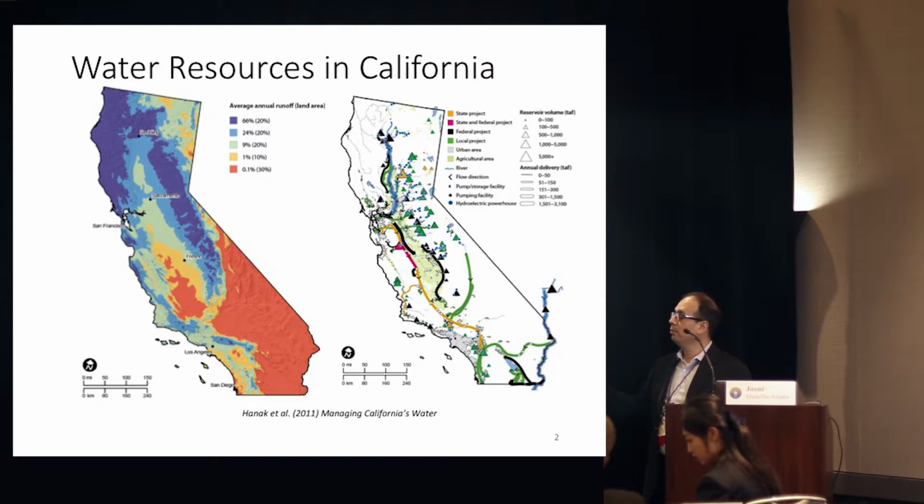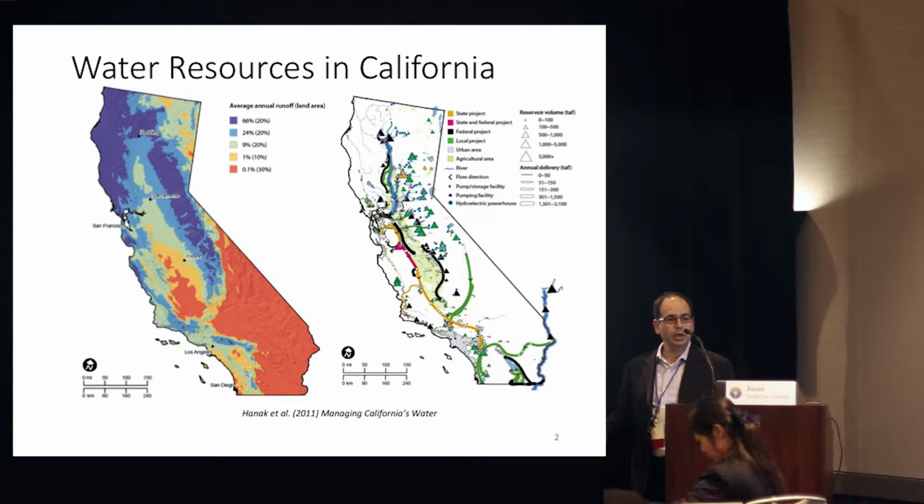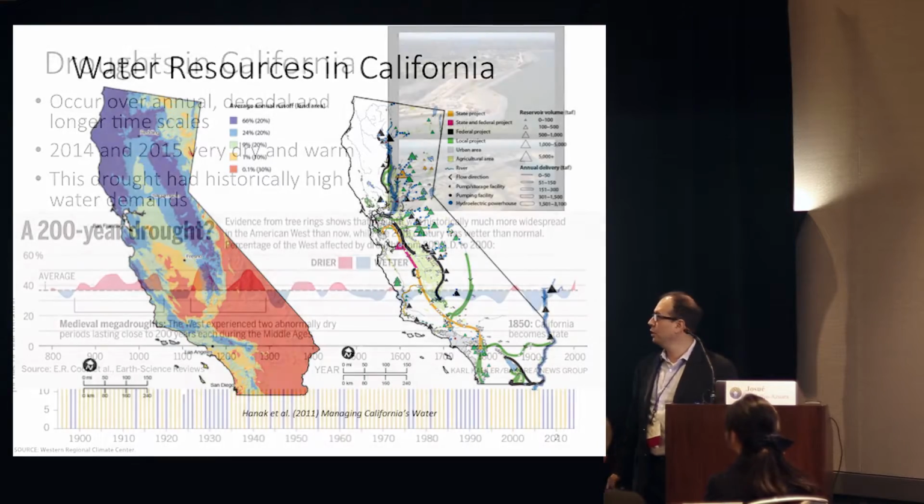So for that, we have built one of the most engineered systems in the world that is able to move water all the way from the north, from the Shasta Dam, the largest surface storage reservoir in the state, even to places in San Diego, where we can even export some water to Tijuana.